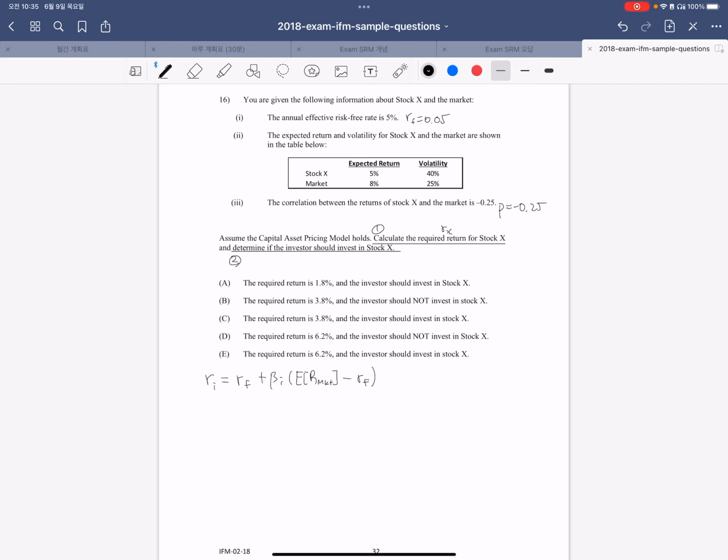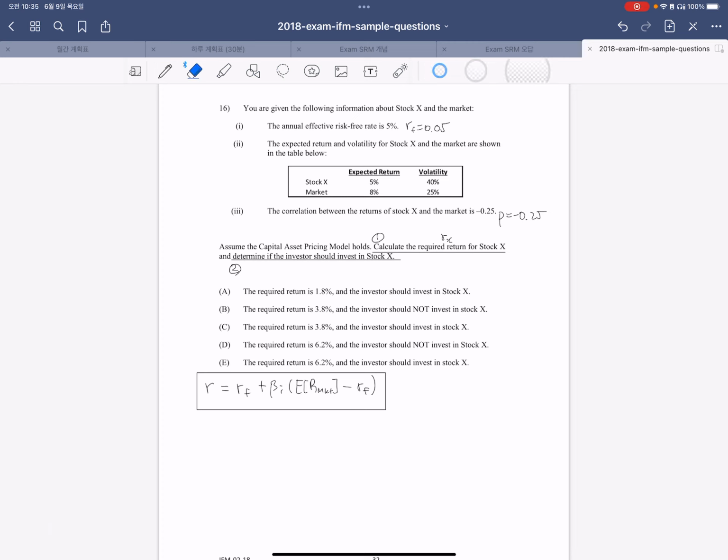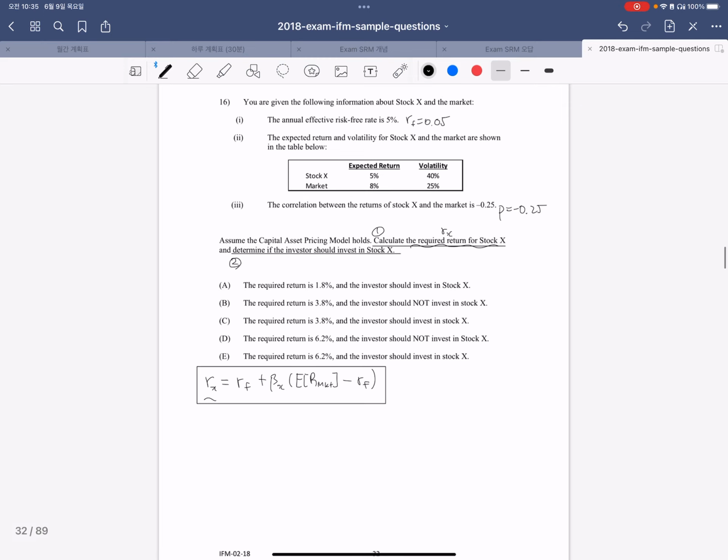You need to know this formula to solve this question. In this case, the asset is stock X, so I will substitute i with X. So the required return for stock X, Rx, equals the risk-free interest rate plus beta of X times the expected return of the market minus the risk-free interest rate.